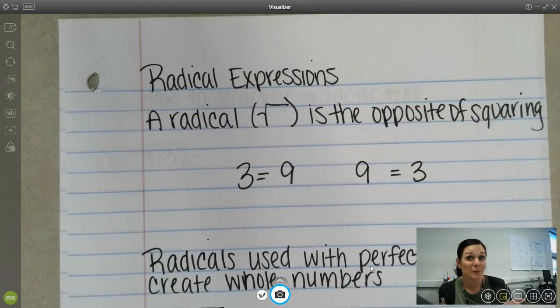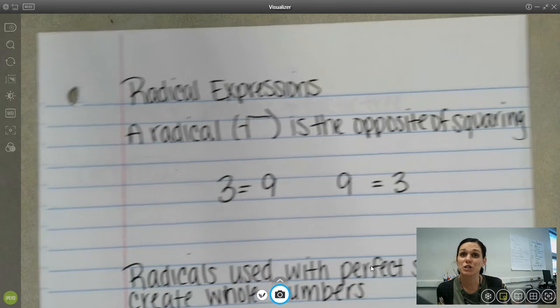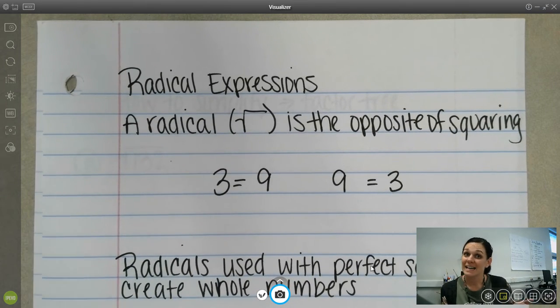So I wanted to film this lesson on radical expressions to help you understand actually what it is that you're finding and how to simplify it properly. All right, so let's go ahead and take a look at radical expressions.